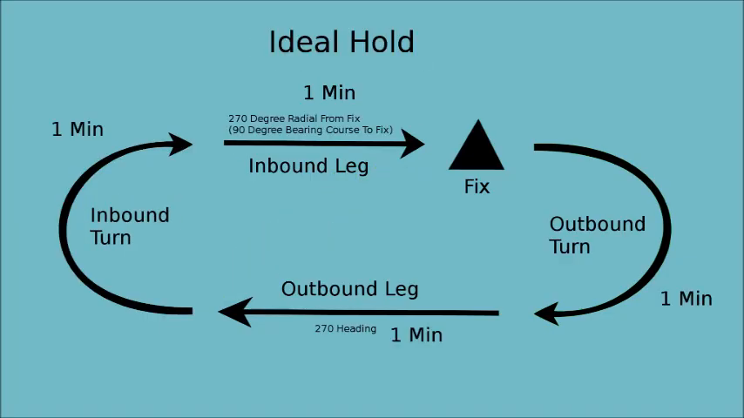In ideal conditions with no wind, each leg of the hold will be 1 minute, 1.5 minutes above 14,000 feet. For the sake of simplicity, we will assume you are flying below 14,000 feet, making each circuit of the hold a total of 4 minutes. That is 2 1-minute legs plus 2 1-minute standard rate turns.